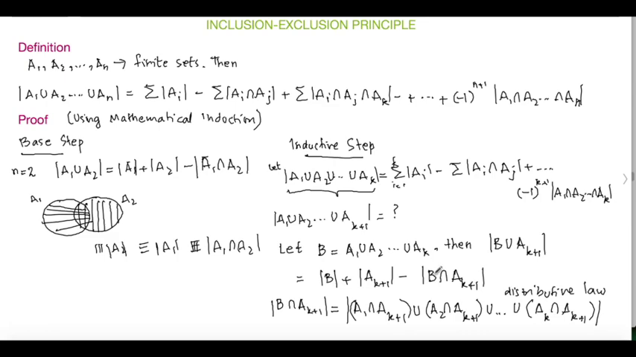Because if I expand B as A1 union A2 up to AK, then it is A1 intersection AK plus 1, and all the components of B are intersected with AK plus 1, and the union is taken in the end. But this I can again expand because there are K sets here, 1, 2, up to K sets. Every one of them is getting intersected with AK plus 1. So there are K of them, and I can use the inductive hypothesis to expand this. Okay, so now let's do it.